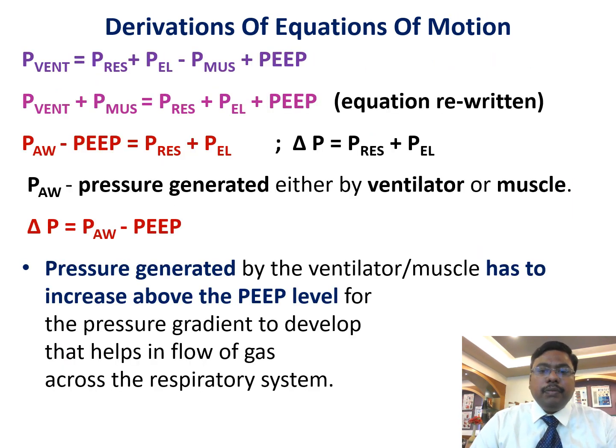So the equation can be rewritten. And finally, airway pressure minus PEEP is equal to resistive pressure plus elastic recoil pressure, where delta P denotes airway pressure minus PEEP. So the pressure generated by the ventilator or the muscle has to increase above the PEEP level for the pressure gradient to develop that helps in flow of gas across the respiratory system.